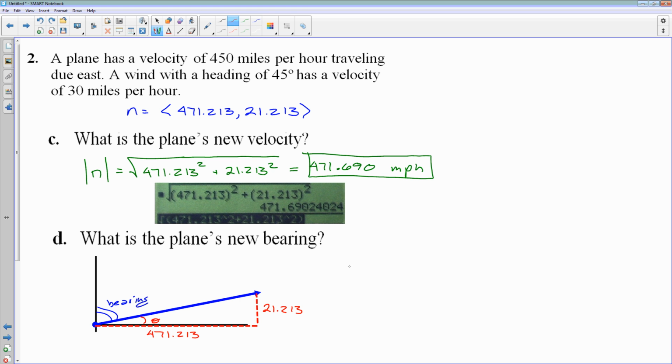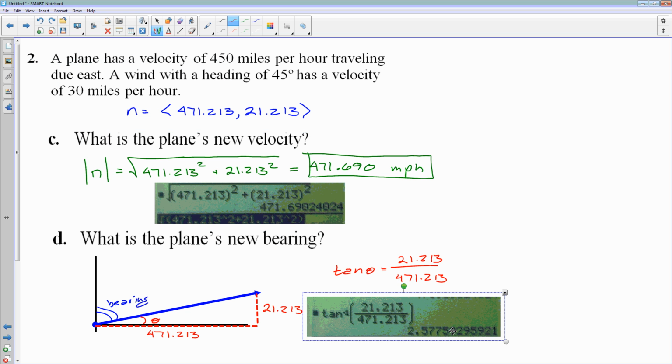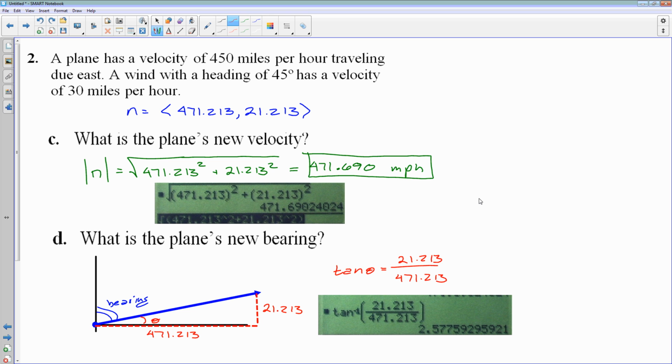So theta, the tangent of theta is opposite over adjacent, 21.213 over 471.213. Let me punch that in real quick. And when you punch this in, if you think about this angle, if we go right 471 and then up 21, I should get a really small answer there. And the answer that I ended up getting was 2.578. So I get an answer of 2.578, which is reasonable. Just remember, that's not the bearing.